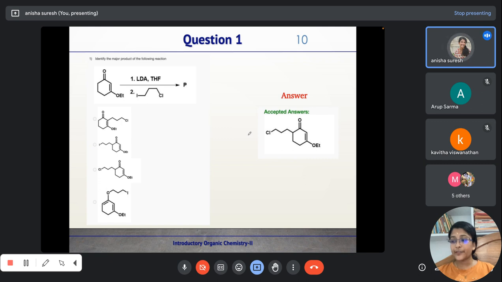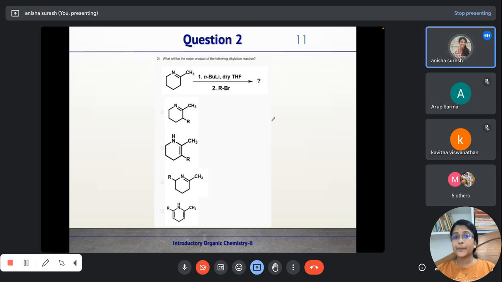Is question 1 clear to everyone? Can we move to question number 2? Yes, ma'am. Okay. Coming to question number 2, here we are given this compound. It is treated with butyl lithium in THF and finally quenched with RBr, which is an alkyl bromide. So what will be the major product forming in this reaction?